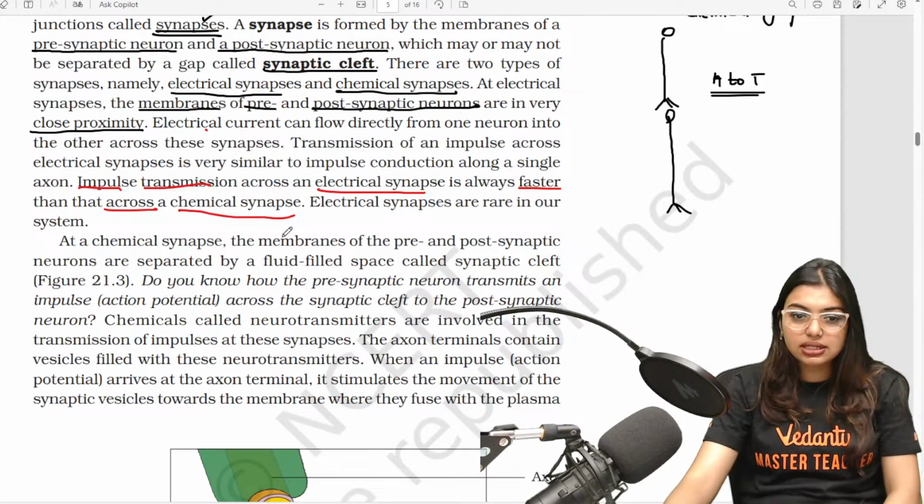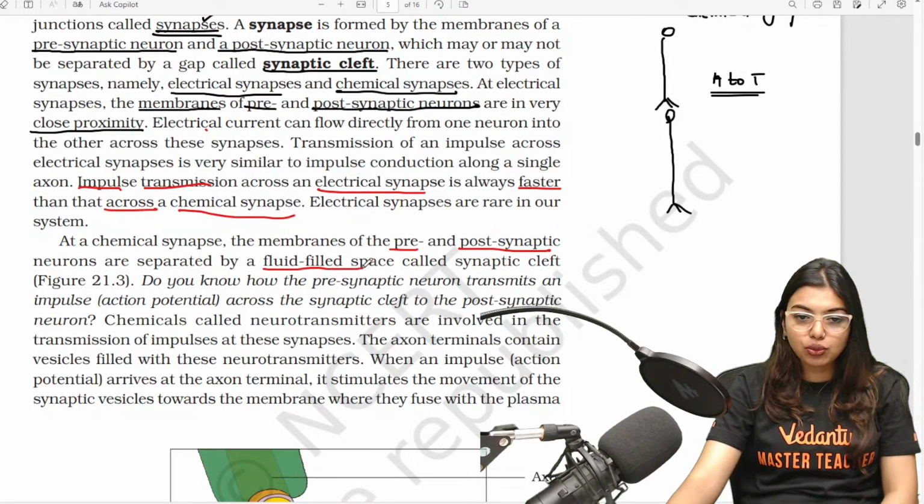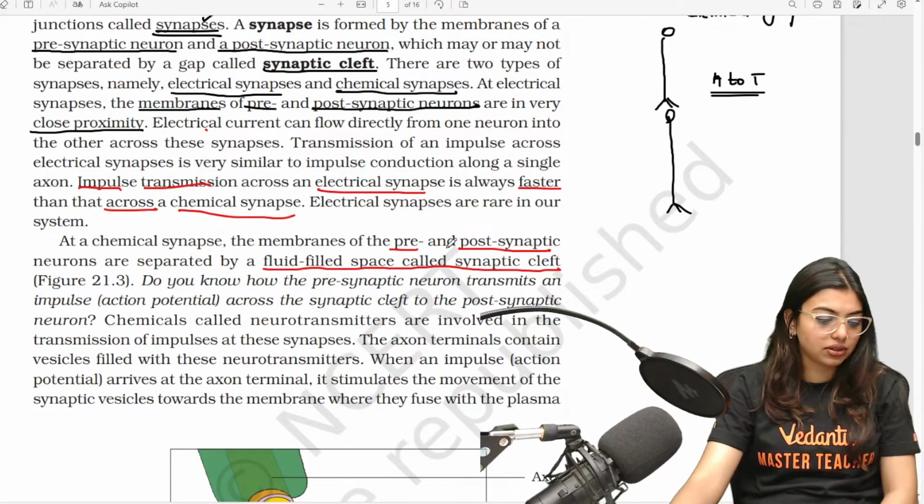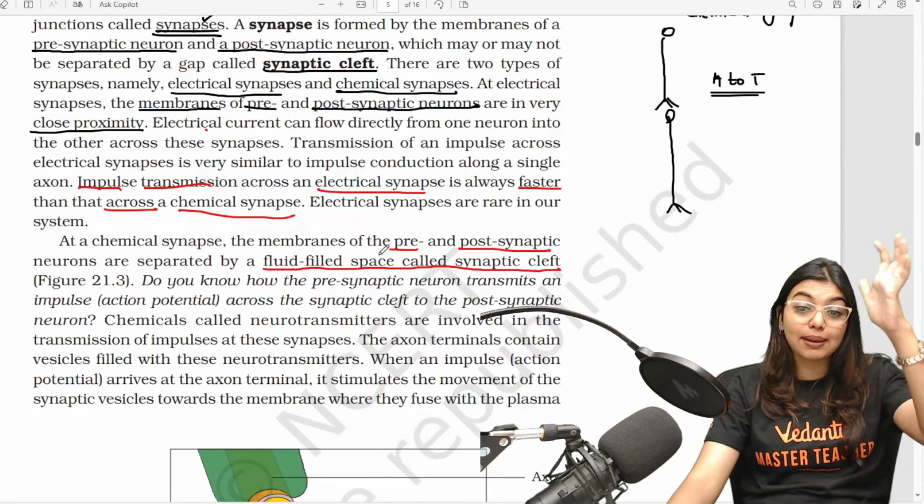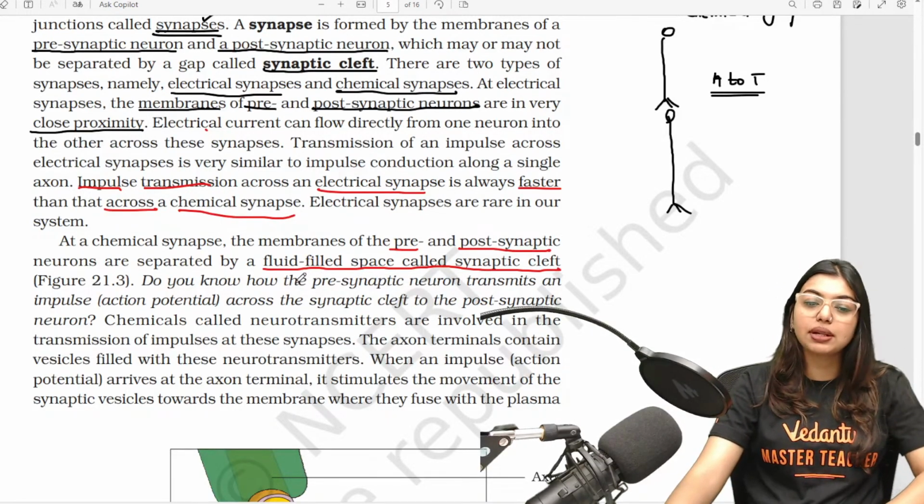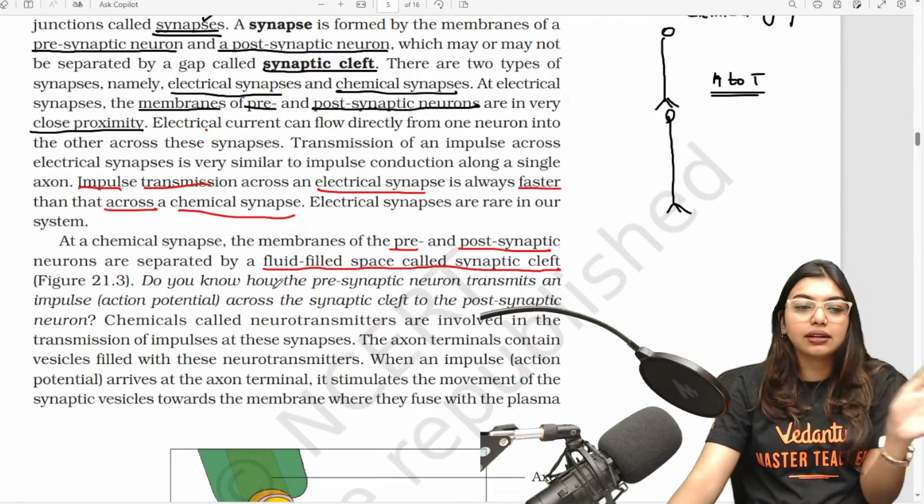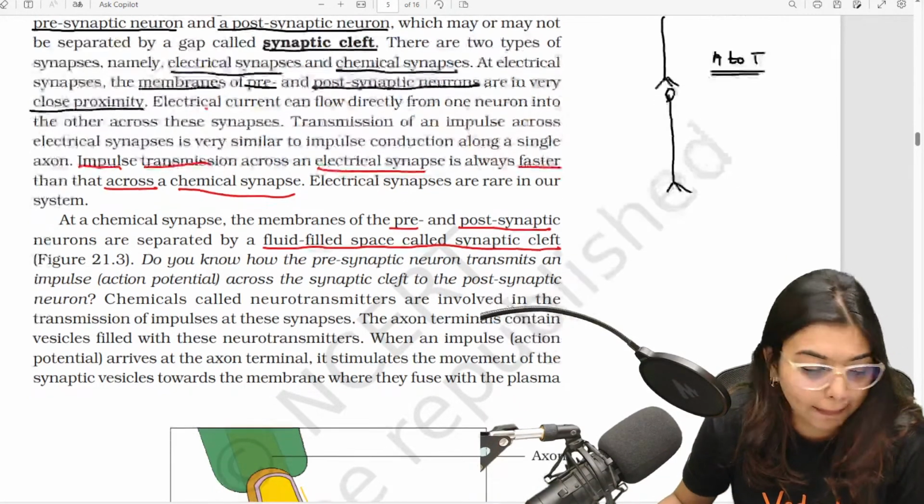At a chemical synapse, the membranes of the pre and postsynaptic neurons are separated by a fluid-filled space called the synaptic cleft. Now, do you know how the presynaptic neuron transmits an impulse across a synaptic cleft to the postsynaptic neuron? That we have to see.